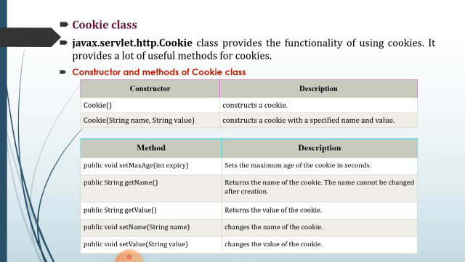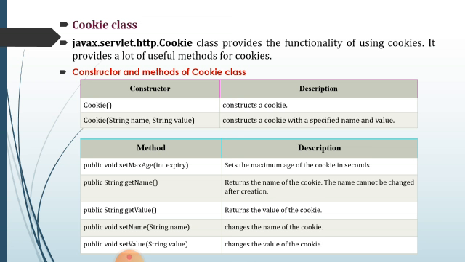See, a constructor can be created like the class name, Cookie. And then another constructor can be created by passing parameters, that is String name and String value, since a cookie will have some name and value. Okay, these are the two constructors. And apart from the constructors, there are some methods to handle the cookies.